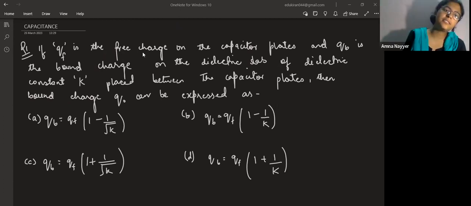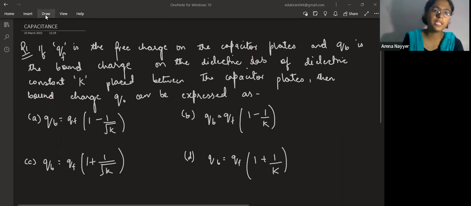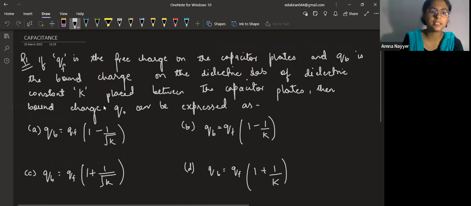See, class, this is a very similar question to what I was telling about the derivation part for parallel plates, right? So it says that if QF is the free charge on the capacitors, and QB is the bound charge on the dielectric slab, K is the constant of the dielectric placed between the capacitors. And what is the value of bound charge? Not Q naught, QB. QB can be expressed as. So the value of QB.